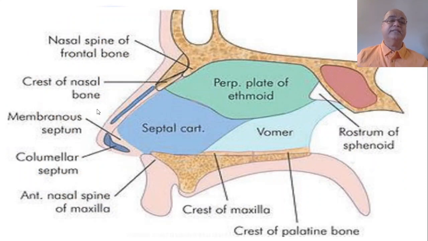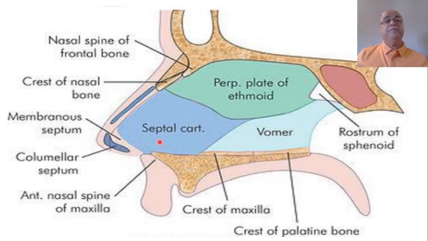So this is the nasal septum. Nasal septum has three parts. One is the columellar septum, which consists of the medial crura of the lower lateral cartilages along with skin folds. This is what we call columella. Behind the columella, there is no cartilage in between two mucopericardial flaps. So that's what we call the membranous septum.